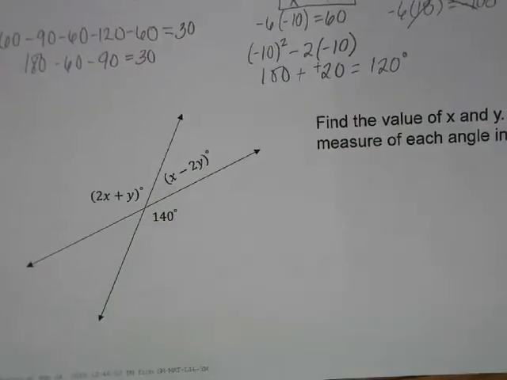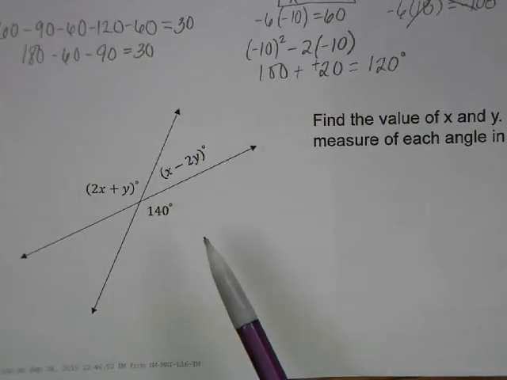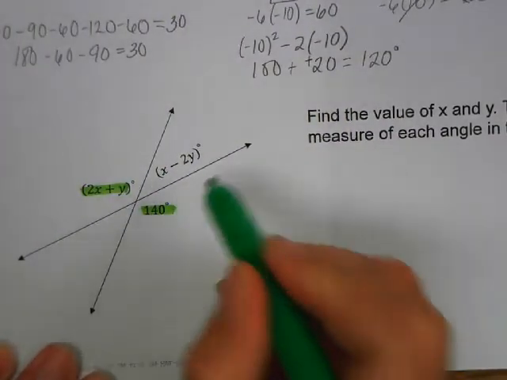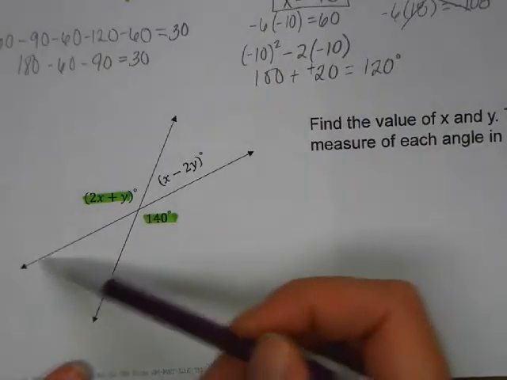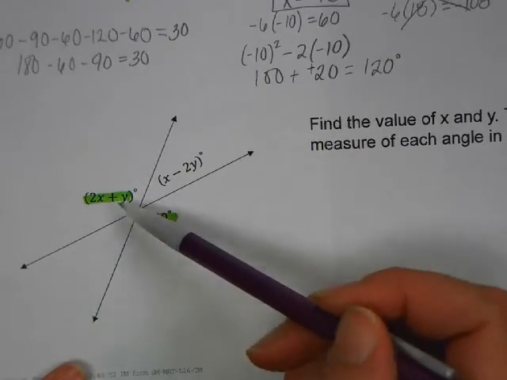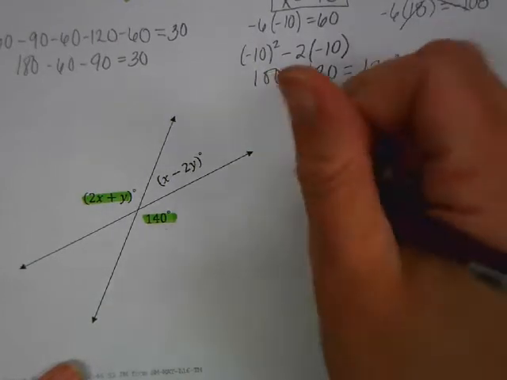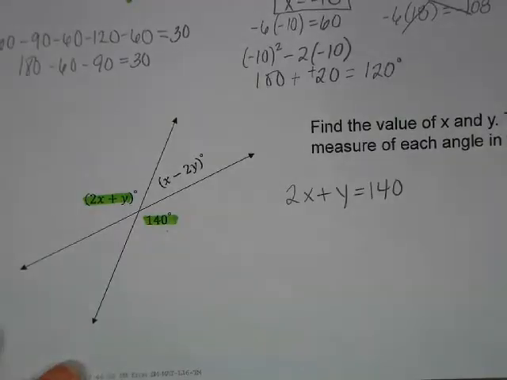The second example that we're going to do, you're going to have to use your definition of vertical angles and linear pair to set up a system of equations. So taking a look at this, I can identify my vertical angles, just like I did in the previous example. Because again, you're going to have those intersecting lines. And just remember that vertical angles are congruent. So these are going to be equal. So 2x plus y has to equal 140 degrees.